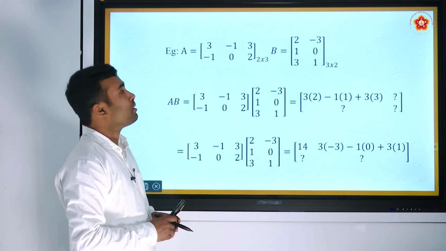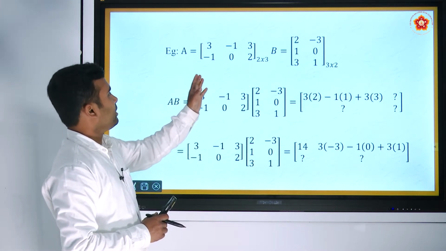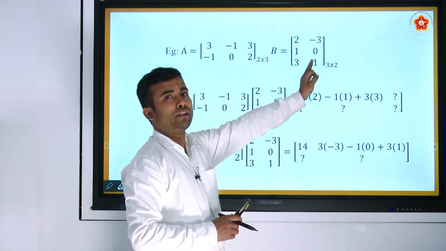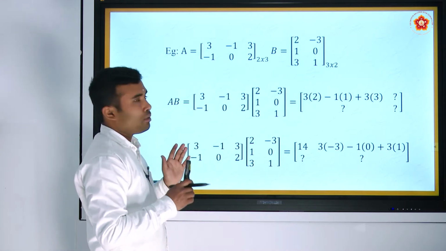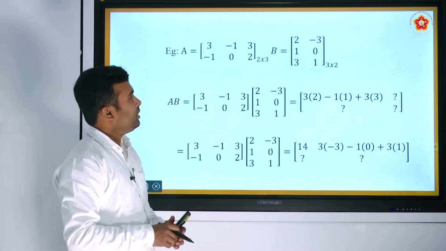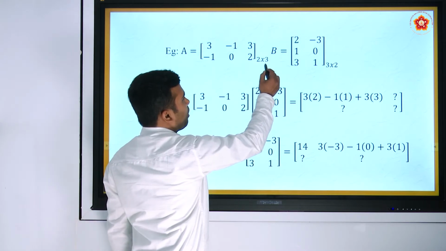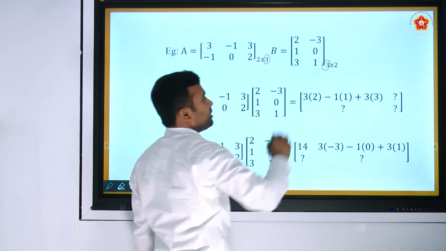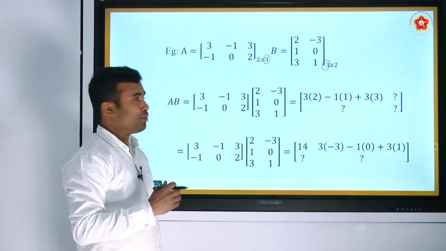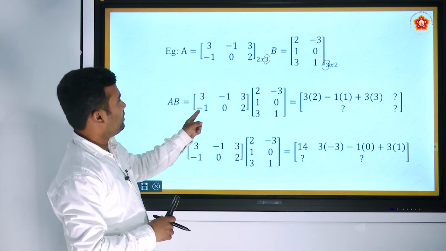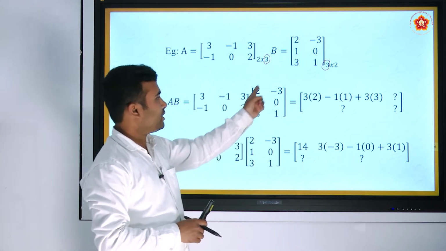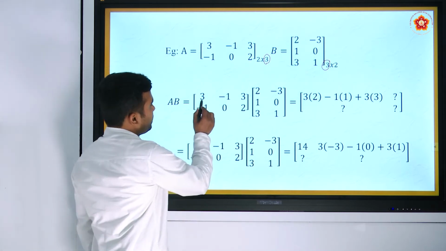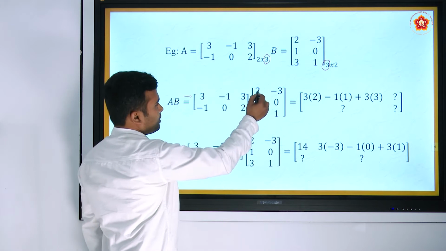Here we have one example: matrix A of order 2 by 3 and matrix B of order 3 by 2. As I said, to find A into B, the number of columns of matrix A should be equal to the number of rows of matrix B. Then we can find A into B. Here is matrix A, and here is matrix B. Now, how we can do matrix multiplication: this is the first row, and this is the first column.